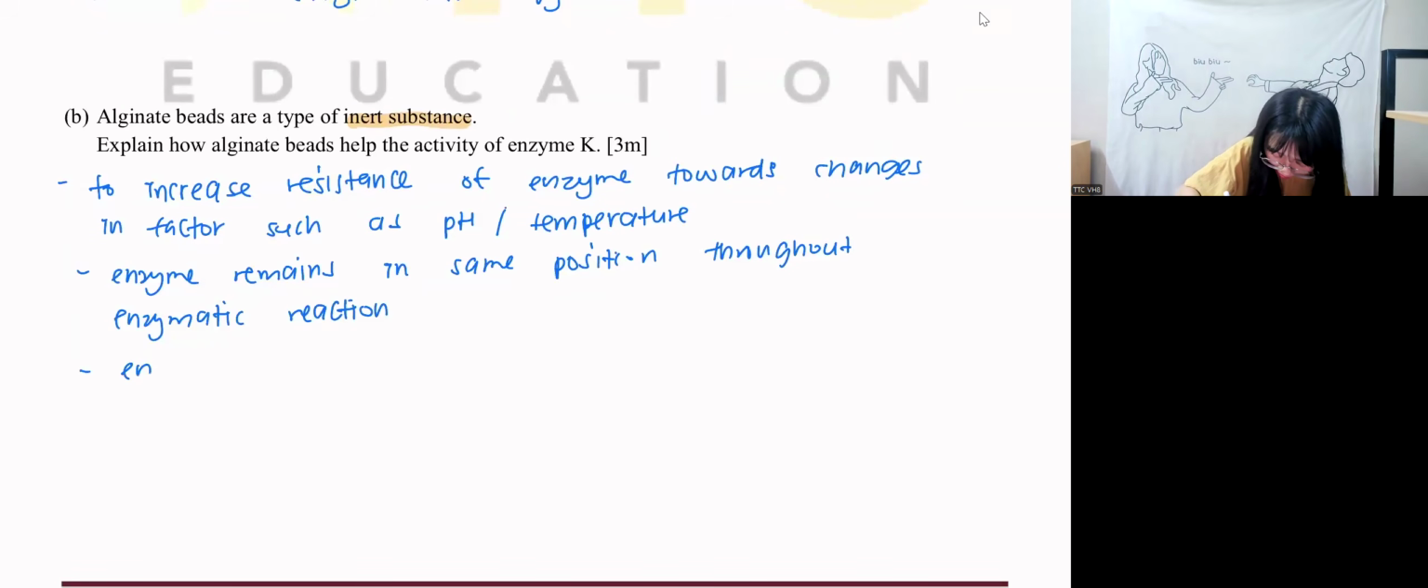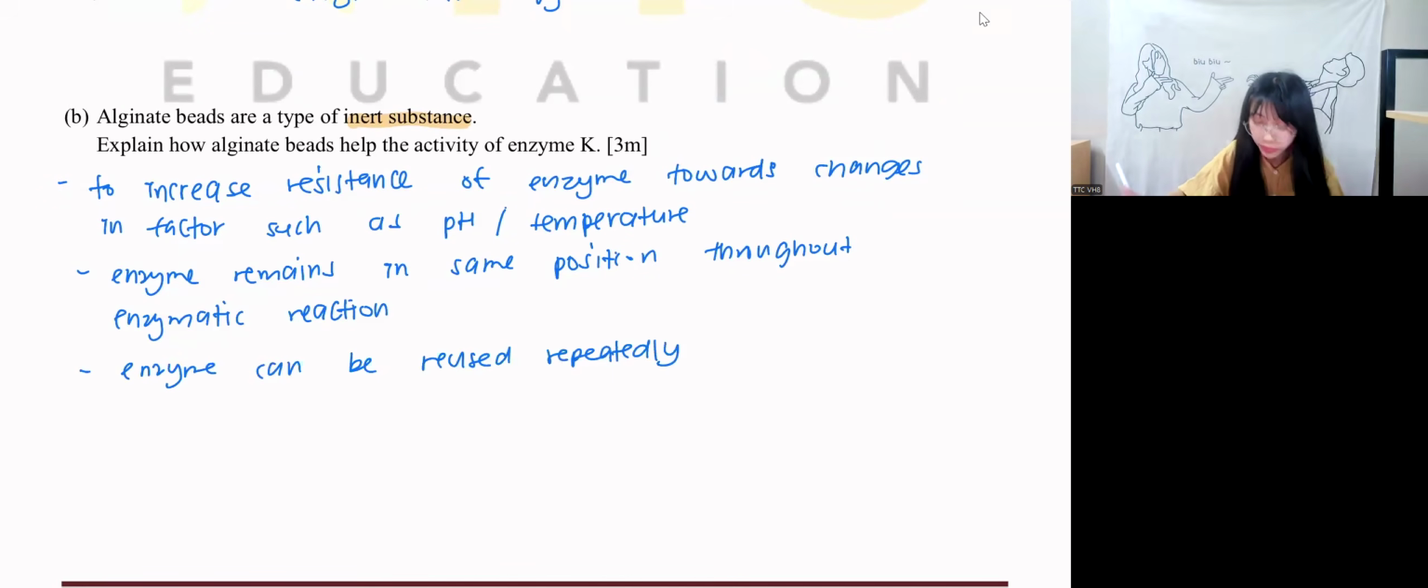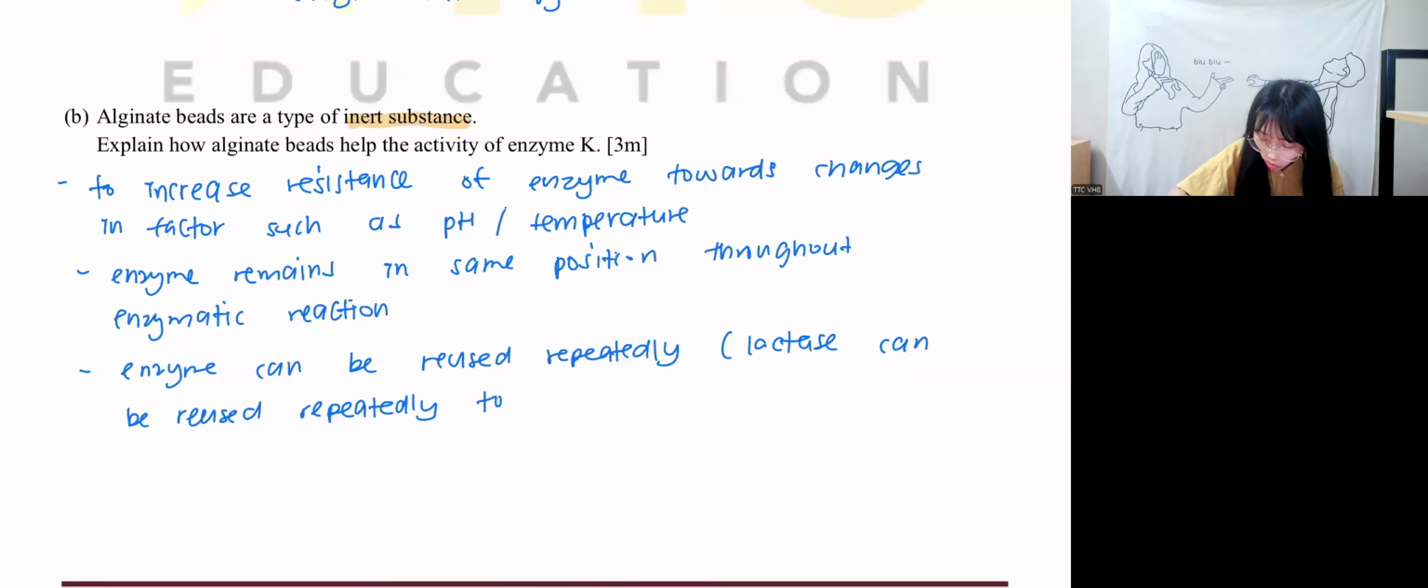Then we can say enzyme can be reused repeatedly. So for this one, you can repeat to use the lactase to hydrolyze the lactose. For example, I can say lactase can be reused repeatedly to hydrolyze lactose.